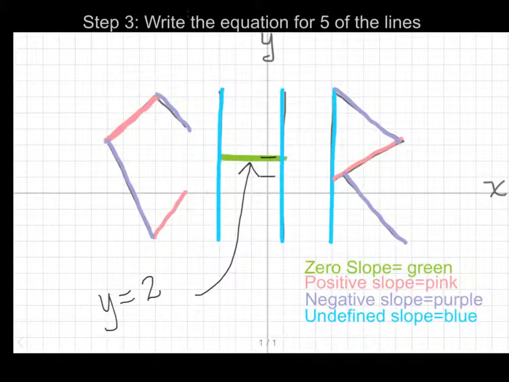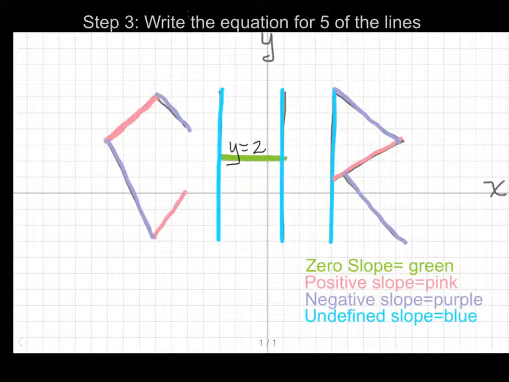So I've chosen to start with my zero slope, and if we look at this, we count up on the y-axis, and we get that this line crosses the y-axis at 2. And for every single value of x, y is going to be 2. So our equation is y equals 2. So I'm going to write lightly above the line, this green line is y equals 2.